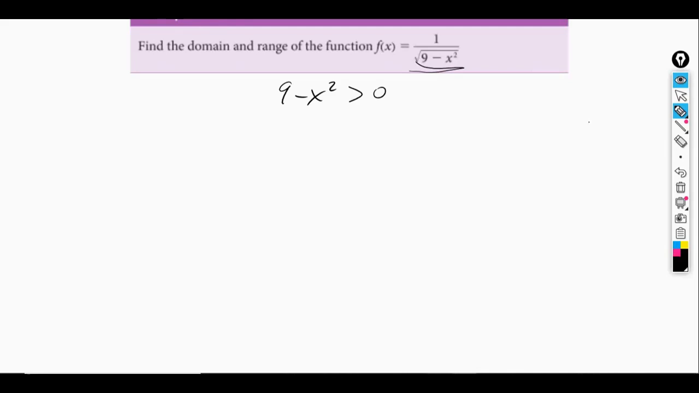So how can we find out which would be the domain here? What we have to do is factor this. And notice that this is a difference of squares. So we could rewrite this as 3 plus x times 3 minus x. This must be greater than 0. And then we take the critical points. The critical points are the ones that would make this equal to 0. And notice that they are negative 3 and 3. And what we do with these two values is that we create a sign chart.